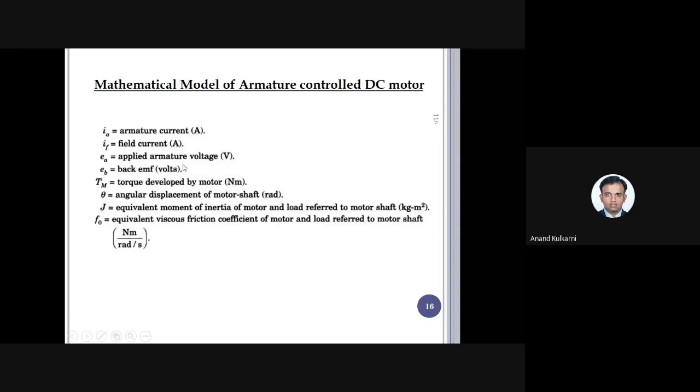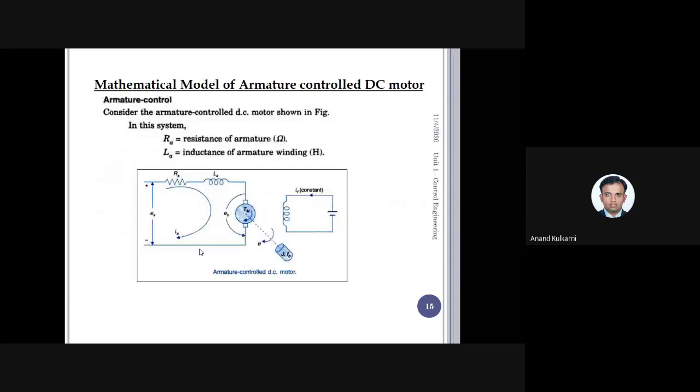Ea is the supply voltage to the armature. Eb is the back EMF. Let us come to that later. Tm is the torque developed by the motor. Theta is the angular displacement of the shaft or the rotor, and J is the equivalent moment of inertia of the motor along with the rotor, and F0 is the damping provided, or a frictional damping at the bearing and the rotor.